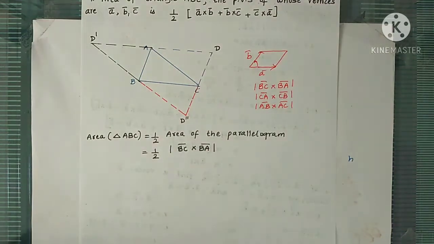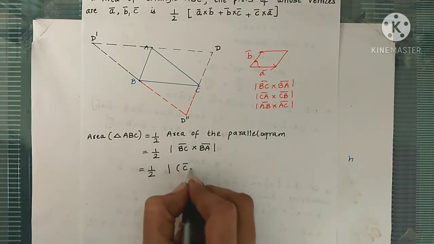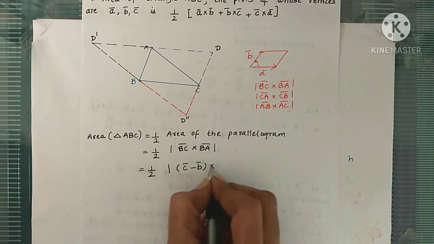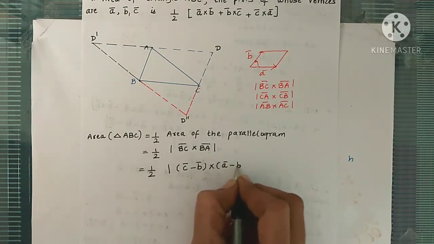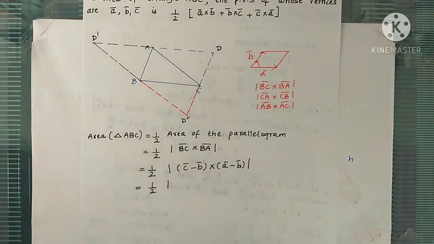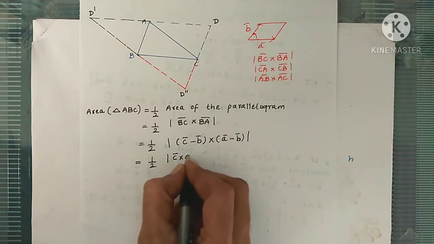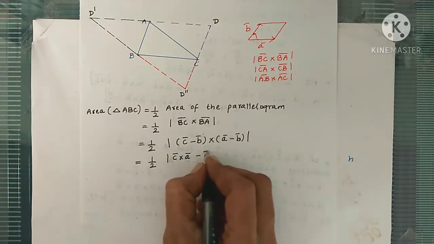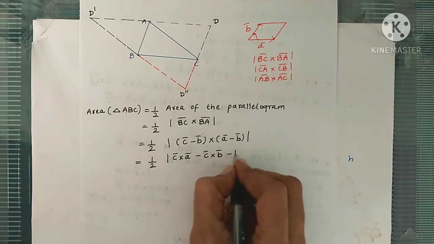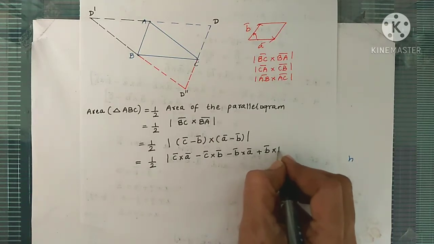Let's simplify and find out whether it is half modulus of A bar cross B bar plus B bar cross C bar plus C bar cross A bar or not. So it is half modulus of, BC bar is now C bar minus B bar, cross BA bar is A bar minus B bar. As cross product is distributive over vector addition, writing the expansion, it is C bar cross A bar minus C bar cross B bar, then minus B bar cross A bar, plus B bar cross B bar.